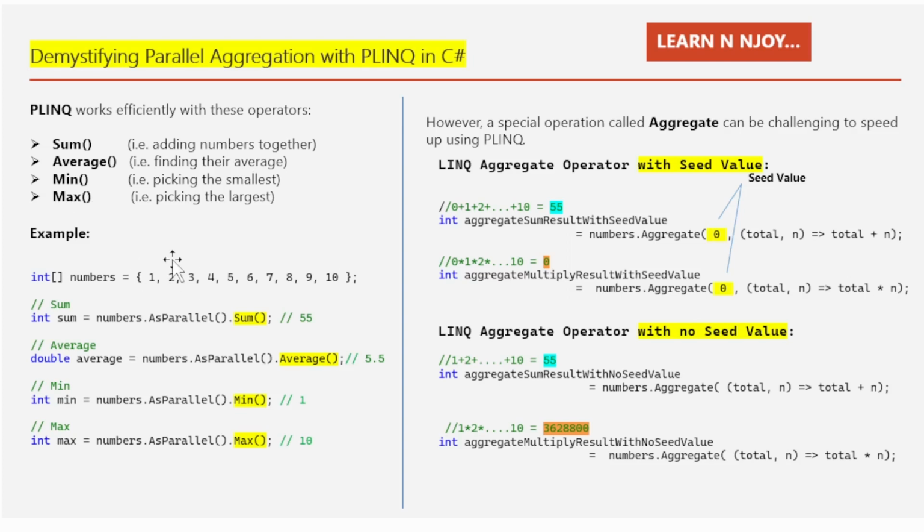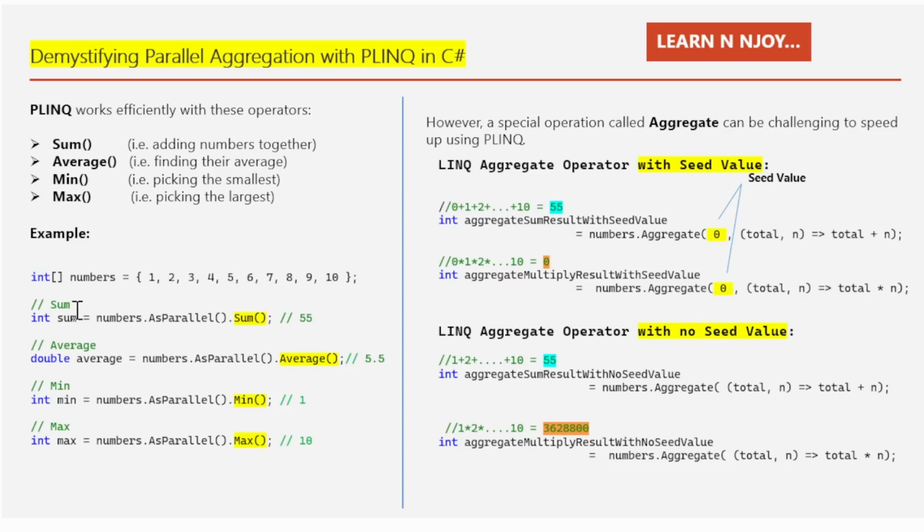Let's see the example shown over here. Here I have written int array numbers is equal to 1, 2, 3, 4, 5, 6, 7, 8, 9, 10. So this line initializes an integer array named numbers with 10 elements ranging from 1 to 10. That's what I have written, 1 up to 10, right?